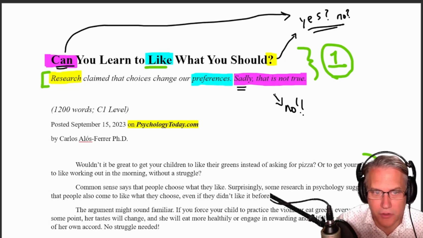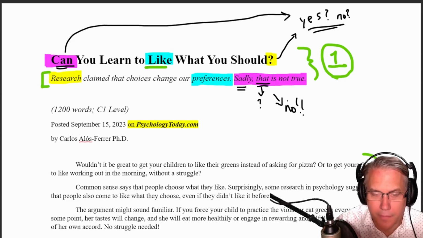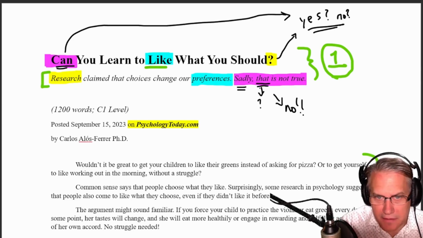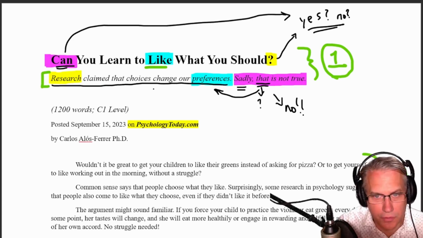Sadly, that is not true. And the that here, what is the that referring to? The that is referring to the statement before. So all of this, sadly, is not true. That's the idea here. Untrue.